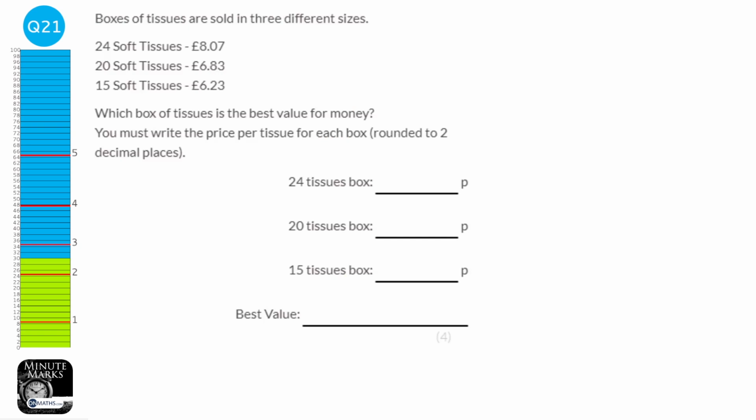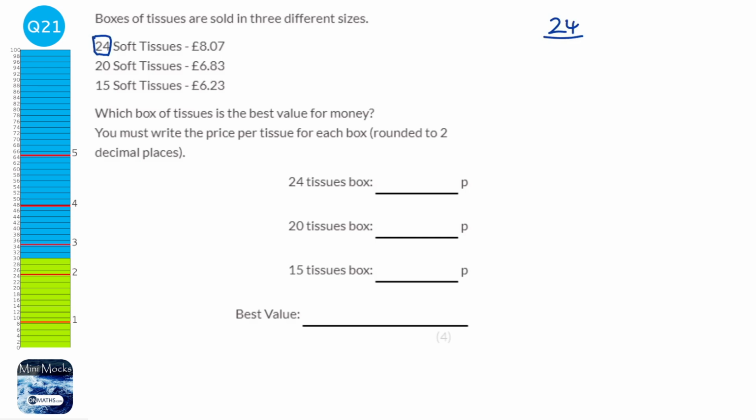There are a number of different ways of working out this question. You can find out the amount of tissues per penny. You can work out the price of one tissue, or you can get all the amounts of tissues into the same amount. I'm going to find out the price per one tissue. And we're going to start off with the 24.